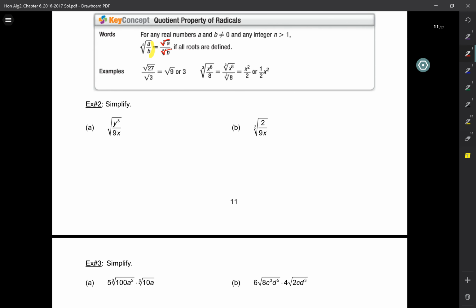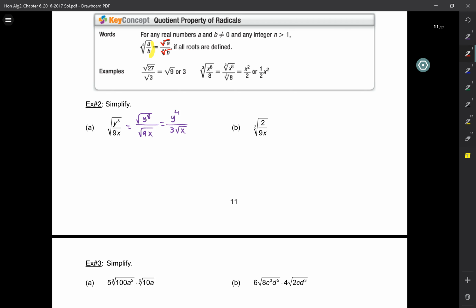All right, so take a look at part A here. We're going to separate this. So it's going to be the square root of y to the 8 over the square root of 9x. Okay? So what am I going to get here? Y to the 4th over 3 radical x. But you can't leave it like that. You have to multiply both sides by radical x.